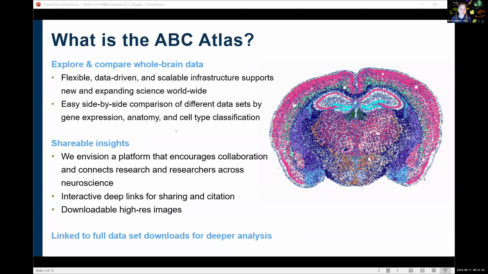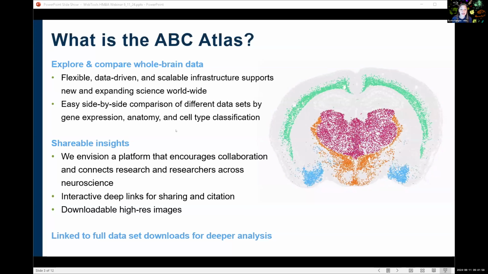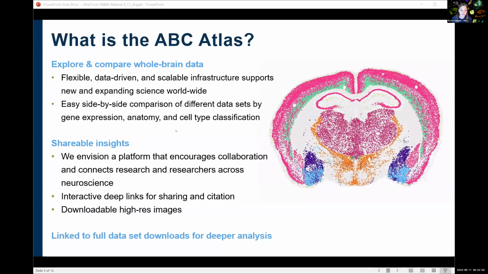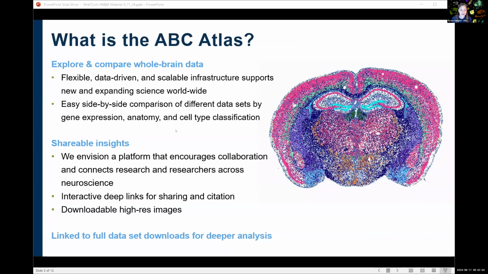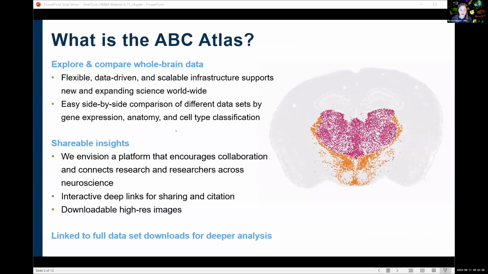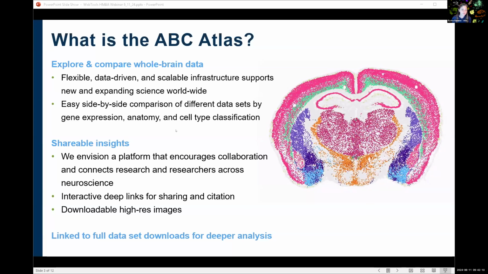So what is the ABC Atlas? It is a place where you can explore and compare whole brain data. It's flexible, it's data-driven, it has a scalable infrastructure to support new and expanding science worldwide. It also allows you to compare data sets side by side.